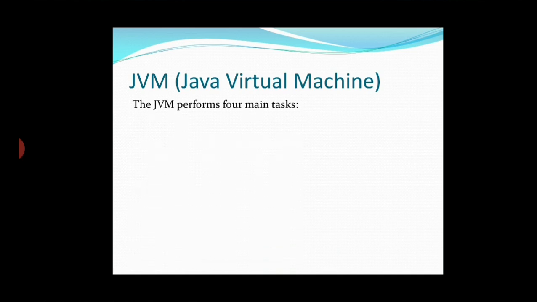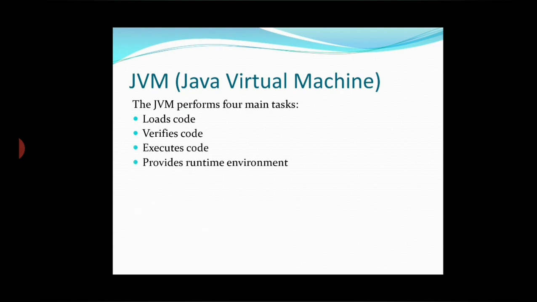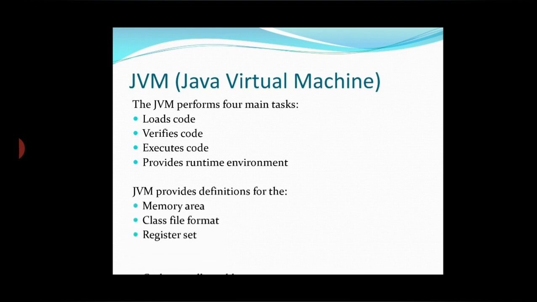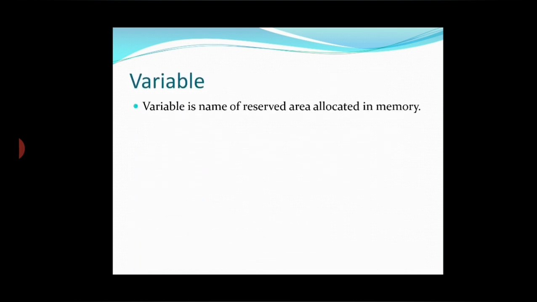Java Virtual Machine performs four main tasks. It loads the code, verifies the code, executes the code, and provides a runtime environment. JVM provides definitions for the memory area, class file format, register set, garbage collected heap, fatal error reporting, etc. These functions are performed by JVM. Now, that was all about JRE, JDK and JVM.